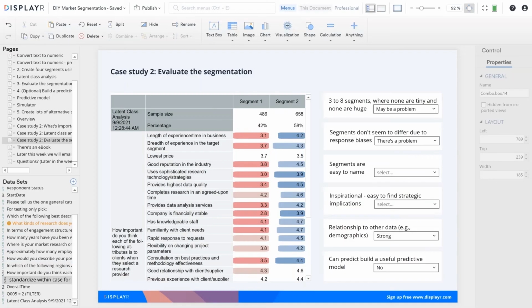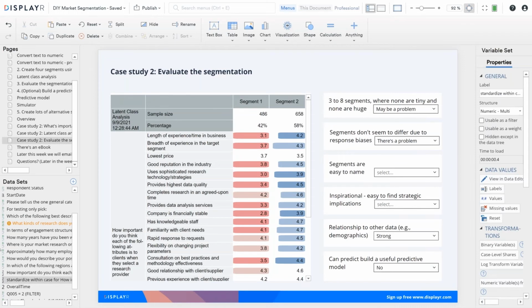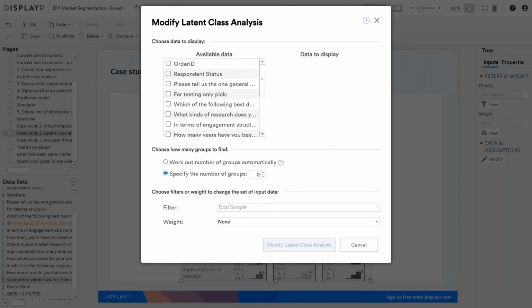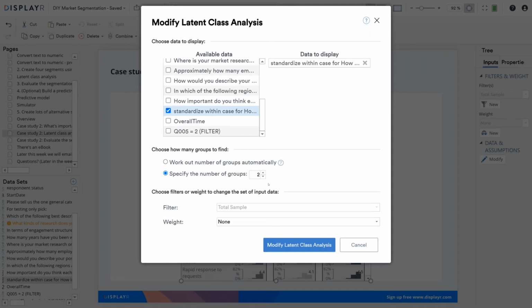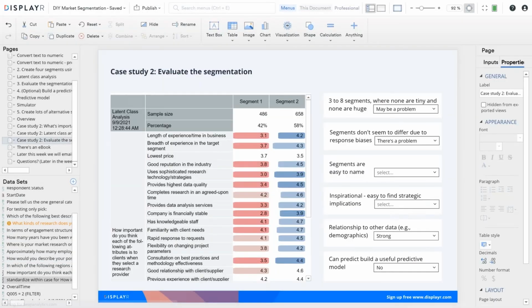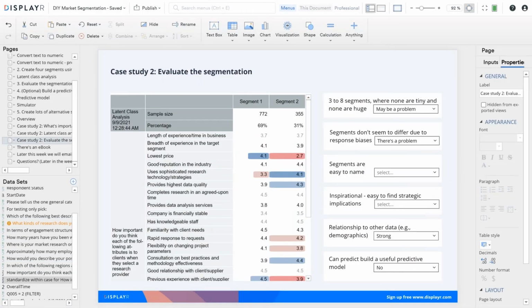All right, now I go back and I modify my latent class analysis. Get rid of the original importance data. Move across the standardized data. Now, importantly, when we do our evaluation, we don't want to evaluate the segments using the standardized data. That's a bit of a mistake, because when we standardize data, we're making a whole lot of assumptions, and they too could be wrong. We want to verify that using the original data, the segmentation is still interpretable and meaningful rather than the standardized data.